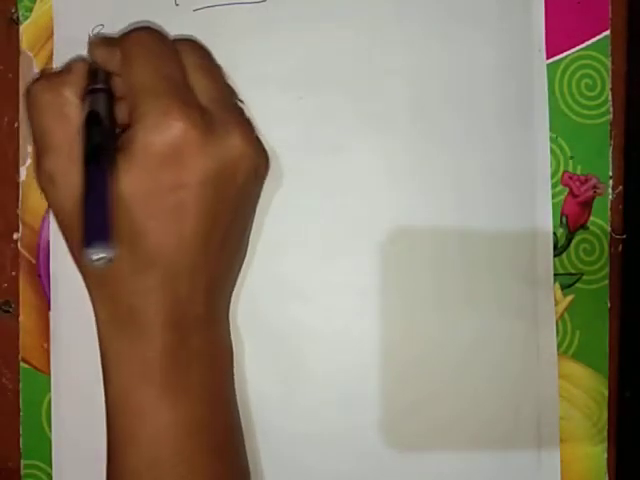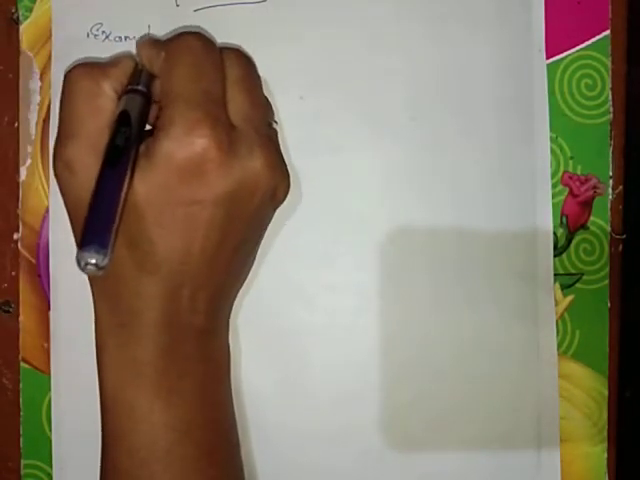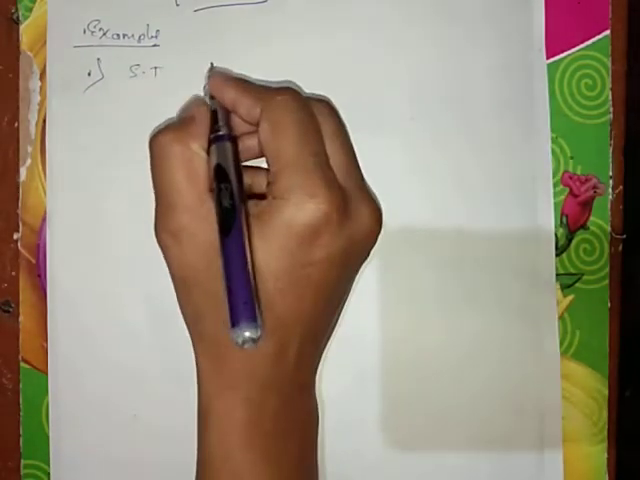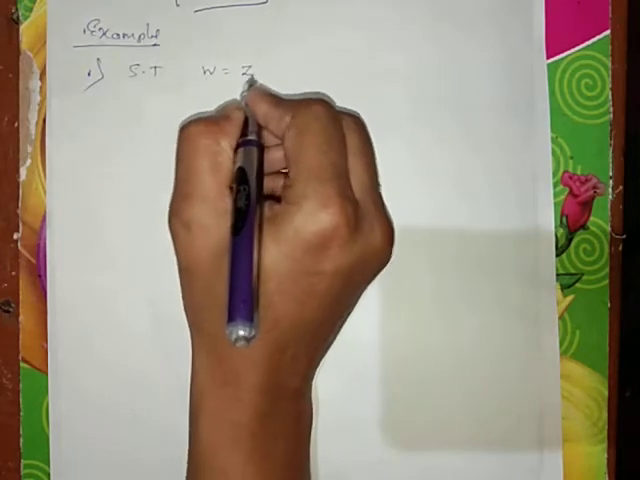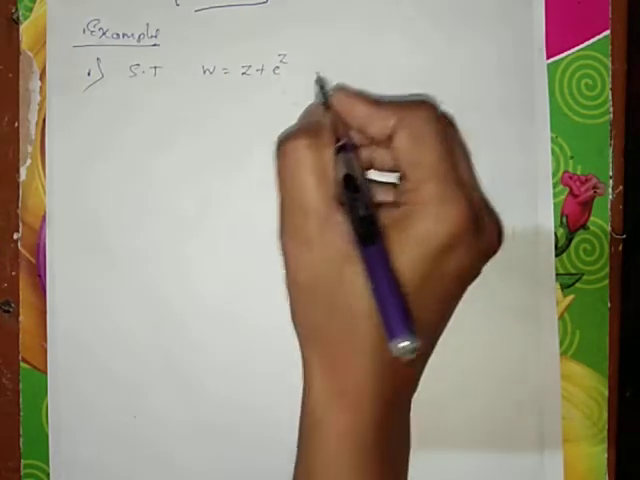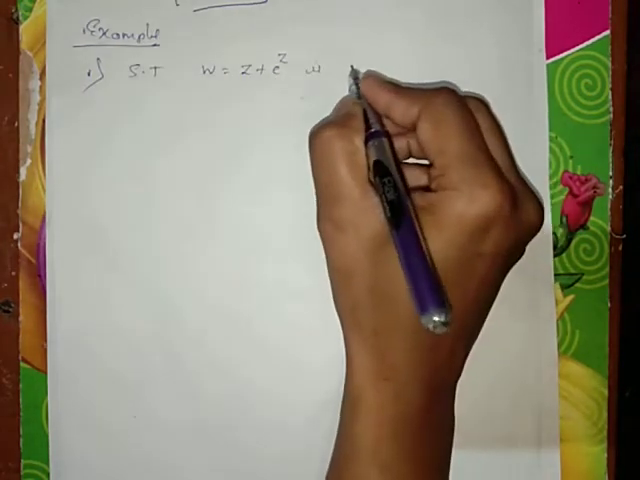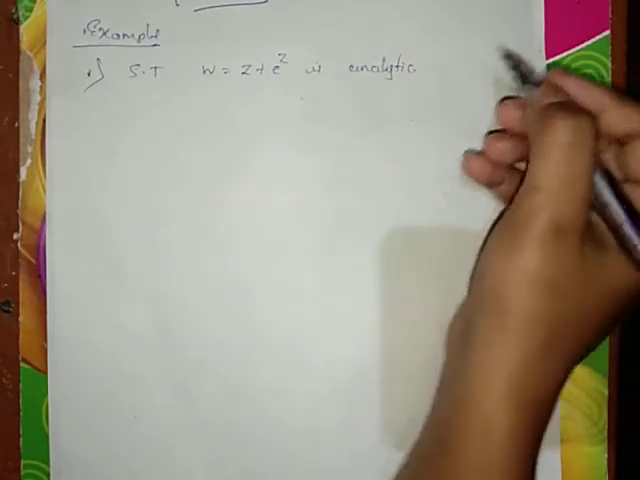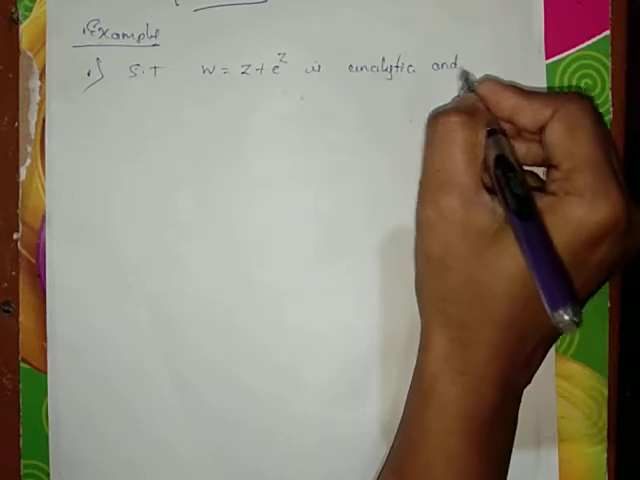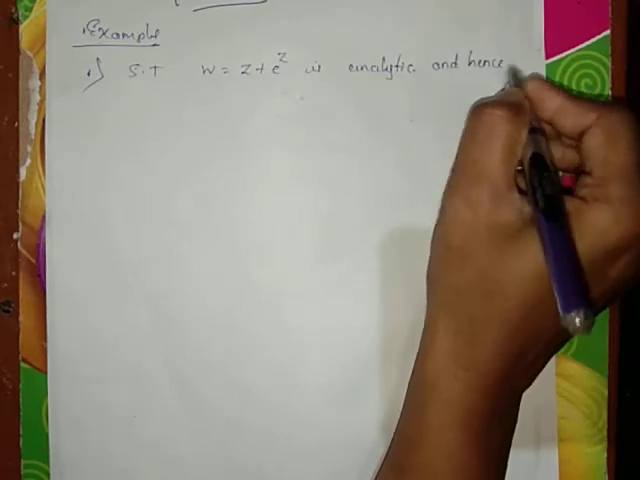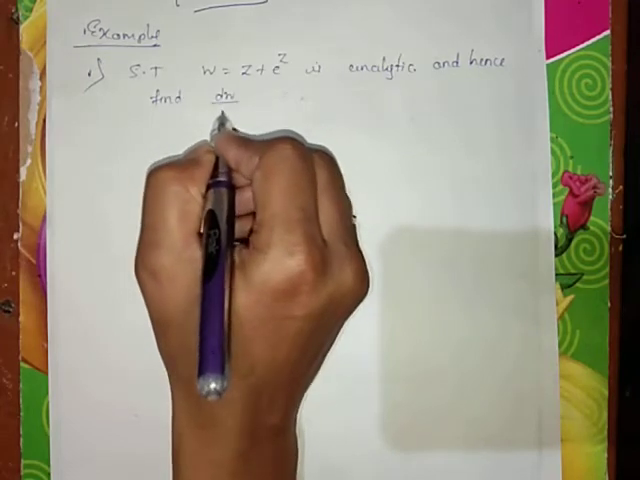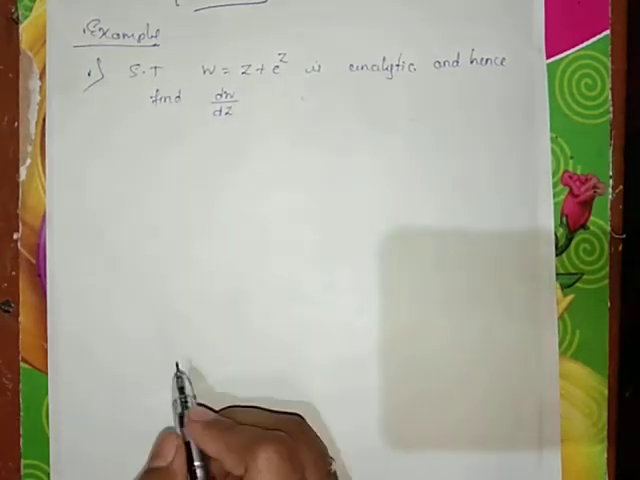So the first example is, take down the example. The first one is, show that w equal to z plus e raised to z is analytic, and hence find dw by dz.